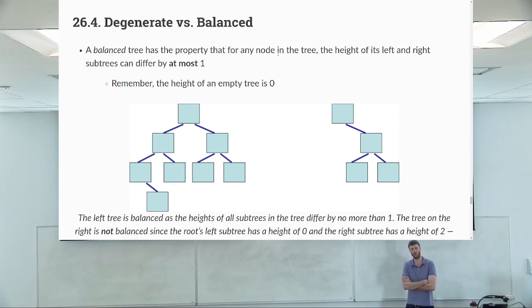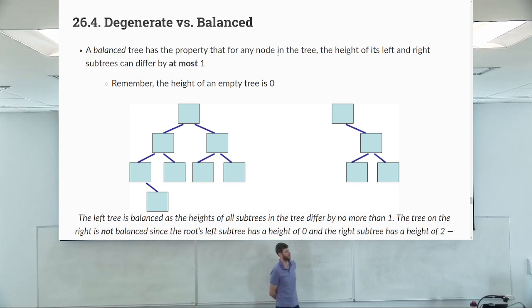We want our binary trees to be what we call balanced. A balanced tree has the property that for any node in the tree, the height of its left and right subtrees can differ by at most 1. So it's not just the root, it's any node in the tree. The left tree is balanced. Okay? It's balanced because there is no node in there that has a difference of height more than 1.